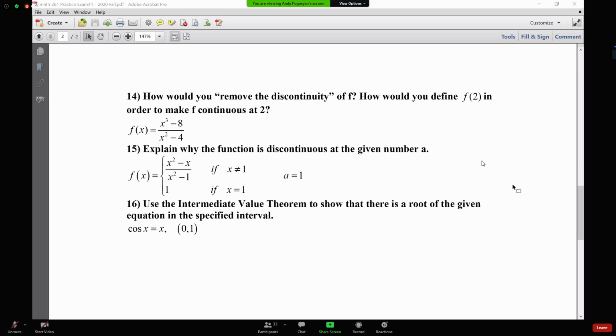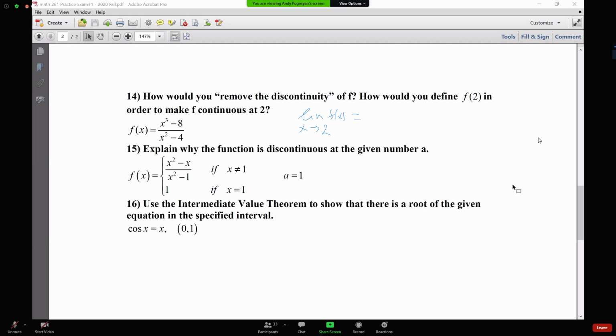How would you remove the discontinuity of f? How would you define f of 2 in order to make f continuous at 2? Now, find the limit of f of x as x approaches 2. So in order for removing discontinuity, it first of all should be removable, and the limit should exist, and it should be equal to the function value.